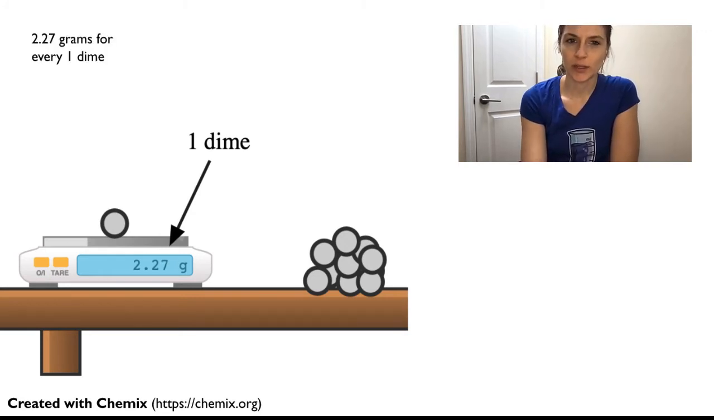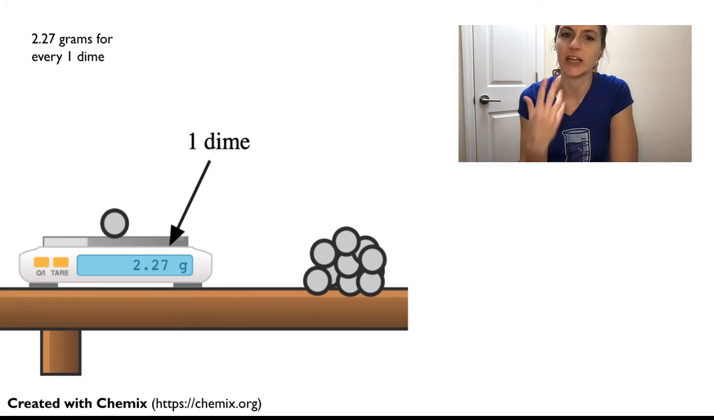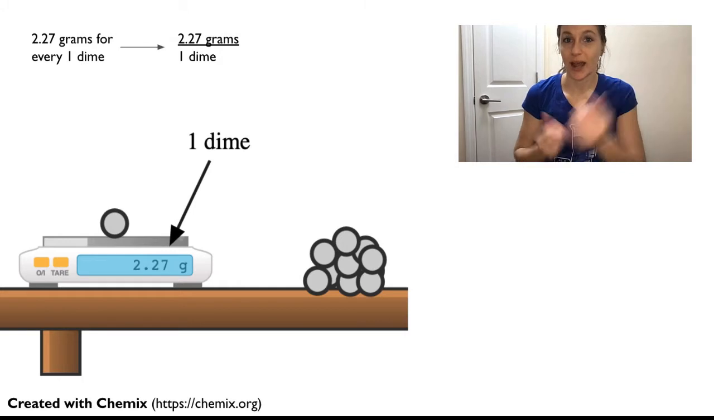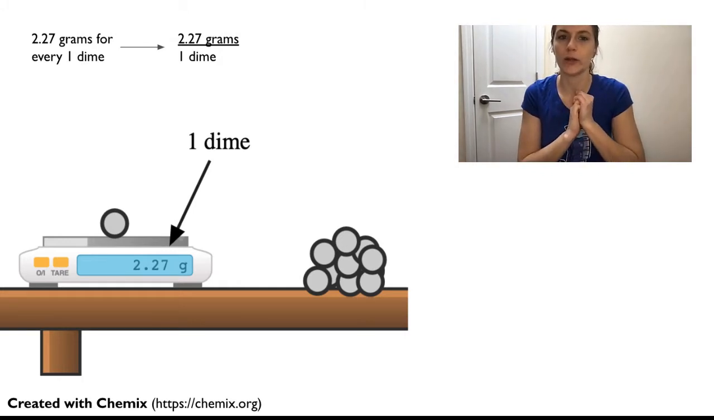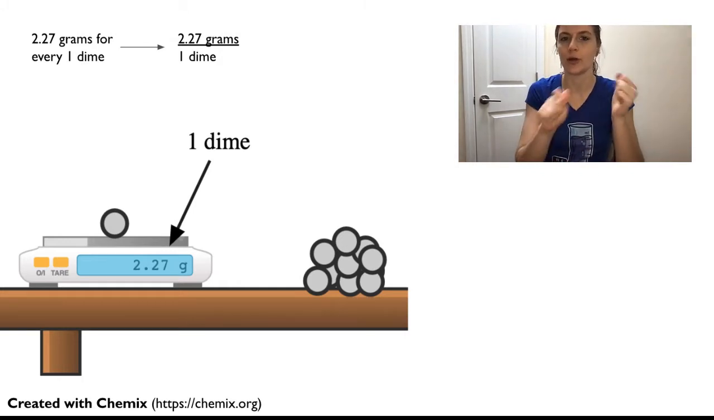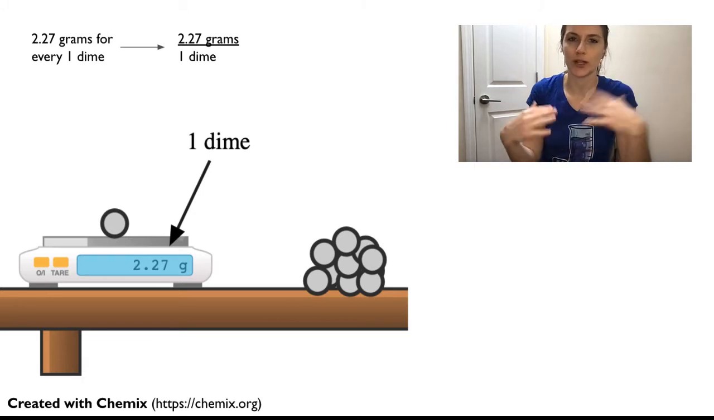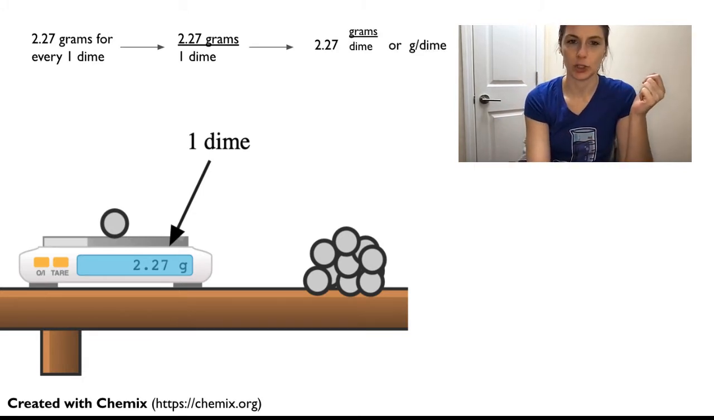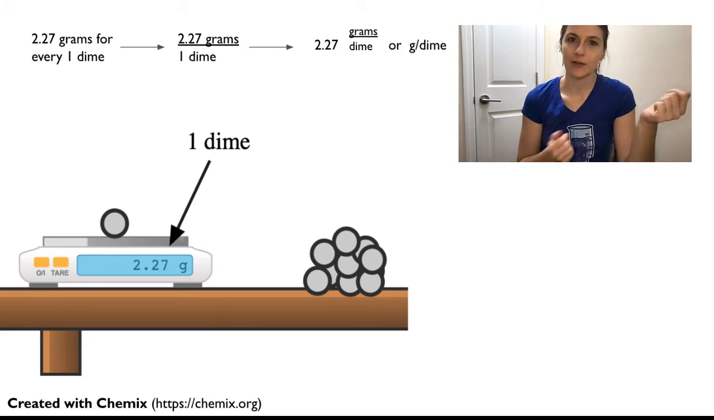And I just want us to quickly think about how we can represent that using units and numbers. So there's 2.27 grams for every 1 dime. That's sort of what we're saying in English. We can write that as a fraction, as a ratio. We can say there's 2.27 grams for every, and draw that fraction line, 1 dime. That's a totally valid way to write that ratio. We could also simplify it even more.